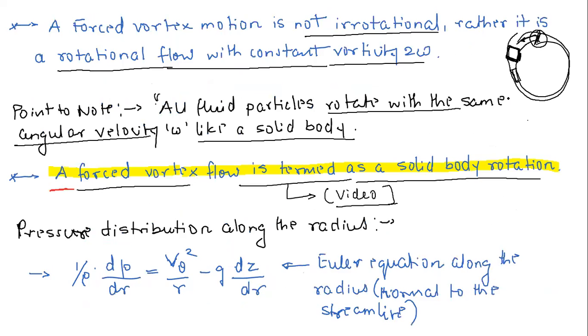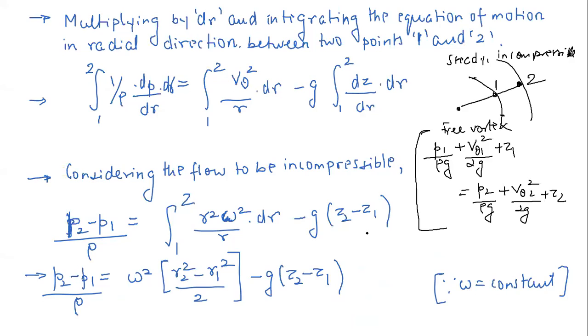Why? Because we are interested in the pressure distribution along the radius. We already know the pressure distribution along the streamline. There you can simply apply the Bernoulli equation, given that the flow is steady, incompressible, and inviscid. But what about along the radius? If Bernoulli's equation is not valid along the radius, why? Because the flow is rotational. So it is very obvious that if the flow is rotational, then Bernoulli's equation will not be applicable along the radius. That means this equation is not valid for a forced vortex flow.